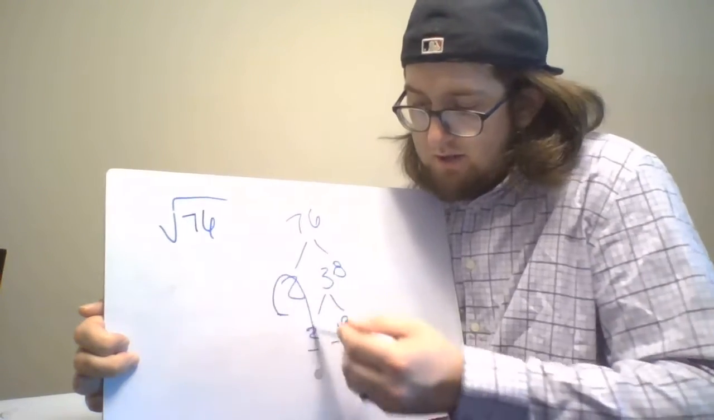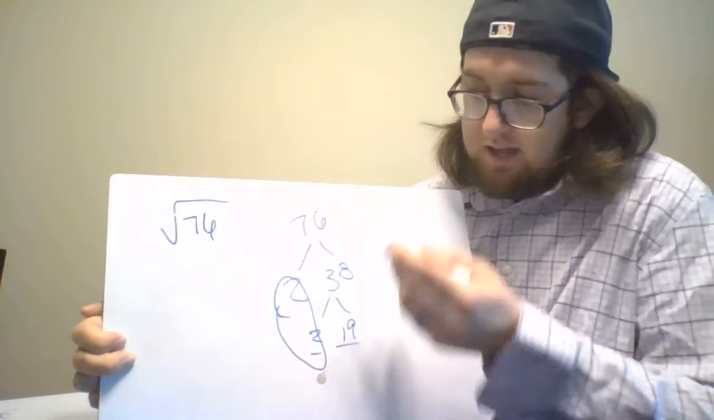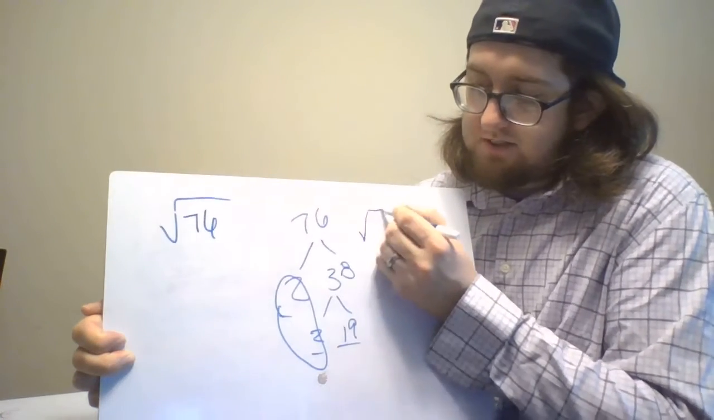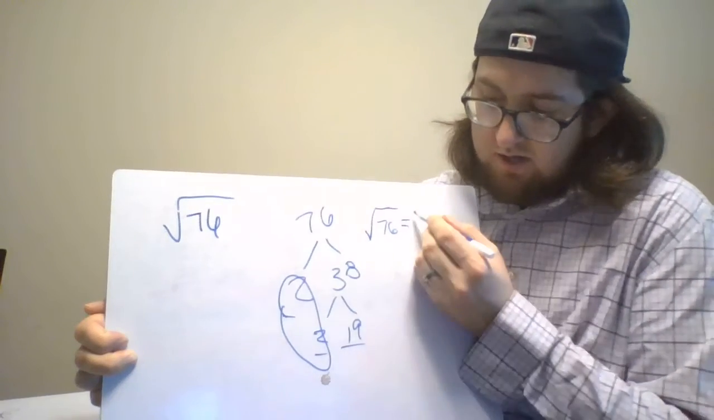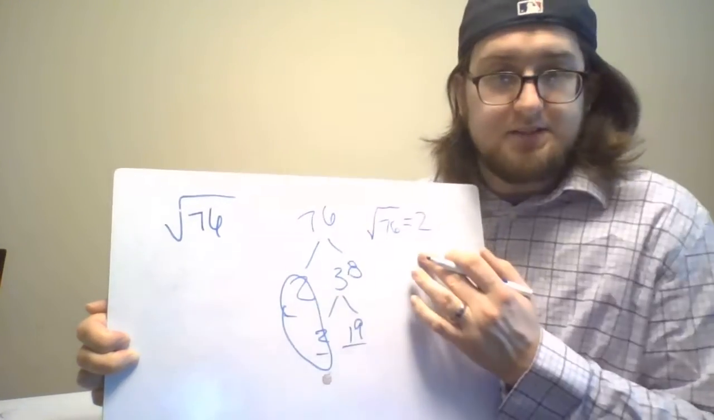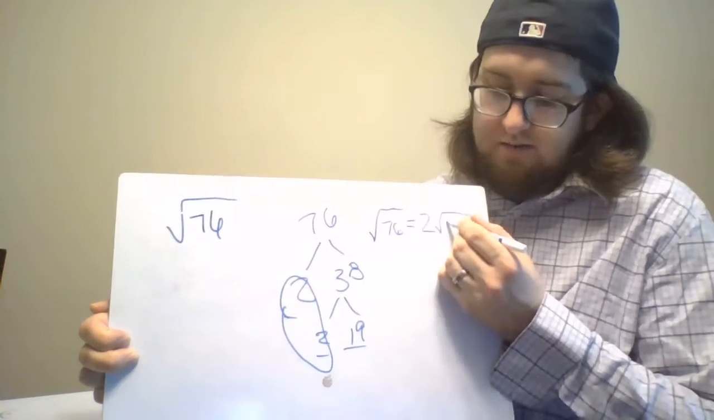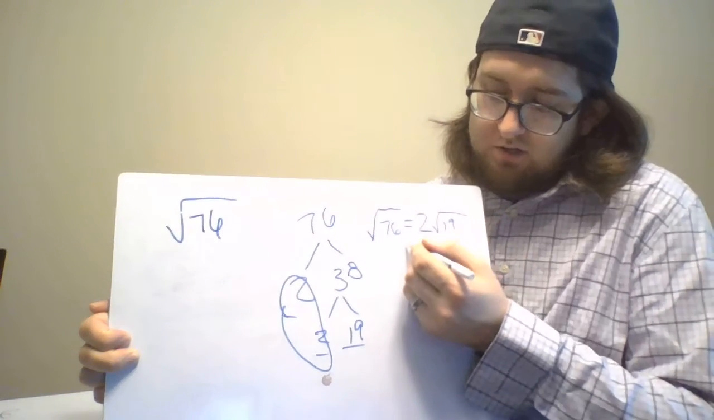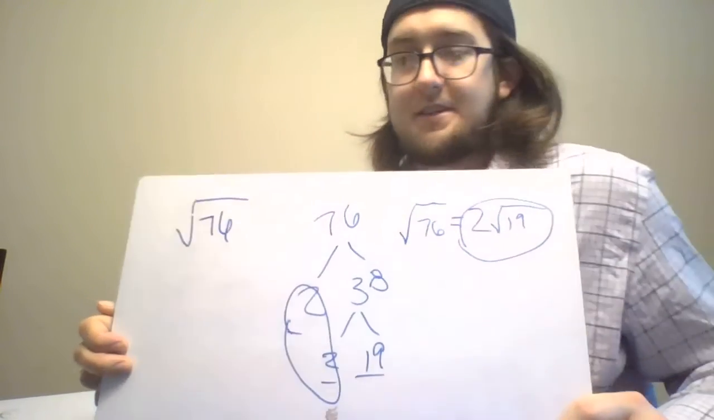Circle my pairs. Leave my single underlined. And now when I simplify, the square root of 76 is equal to 2, because that pair comes outside, times the square root of 19, because that stayed underlined. So the square root of 76 simplifies to 2 square roots of 19.